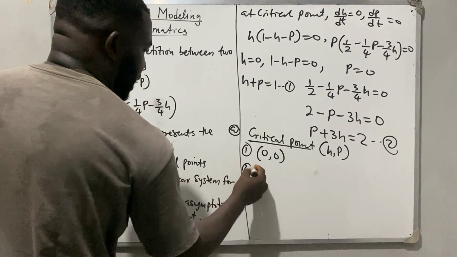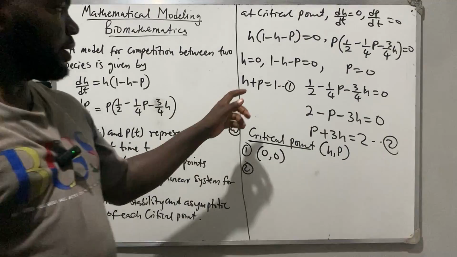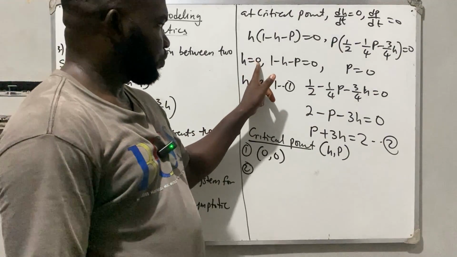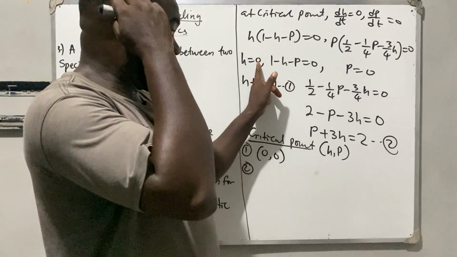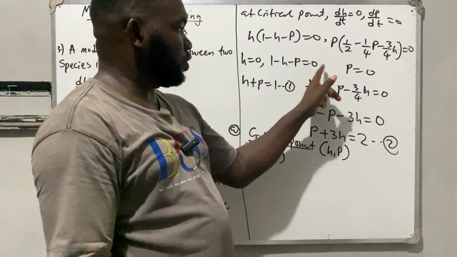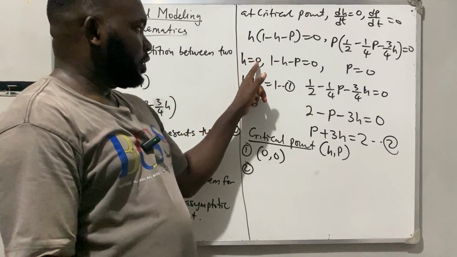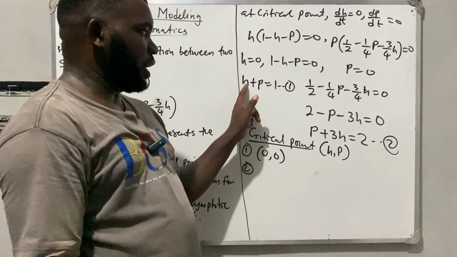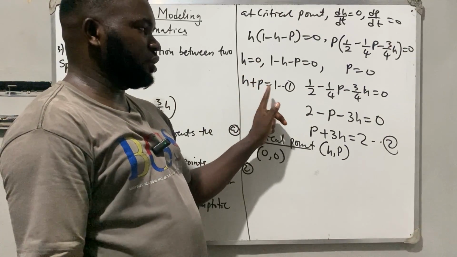Now the second critical point is when h is 0. If I put h to be 0 here, I get that p is going to be 1. Look at it: if we put h to be 0 here, you will automatically see that p is equal to 1.